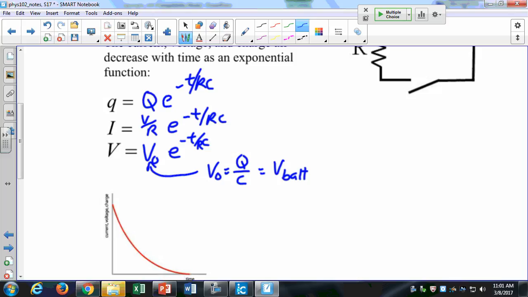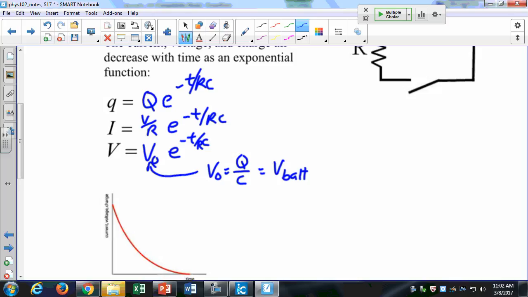So after you close the switch, you start out with some maximum value of the current, the voltage, or the charge, and it decays with time. You need to know what those plots look like for the decay or the growth of either the charge or the current or the voltage for a charging or a discharging capacitor, and we'll do some practice. And then you also need to know how to calculate the charge or the voltage or the current at a particular time, how to solve that function for time.